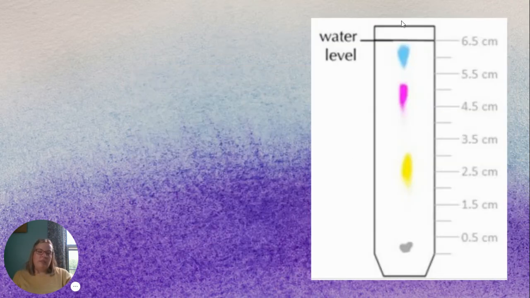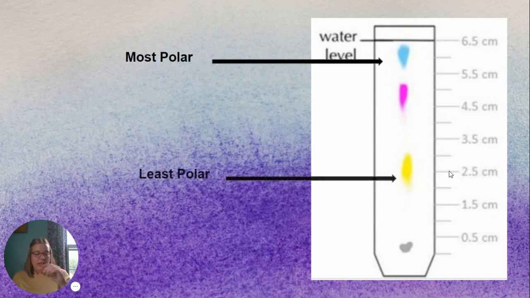So in the case of this particular chromatogram here, the yellow is going to be our least polar because it travels the least with water, and our blue is going to be the most polar because it's traveled almost the entire way up with the water. So it's got a polarity that's very similar to water, whereas yellow's probably not as much.